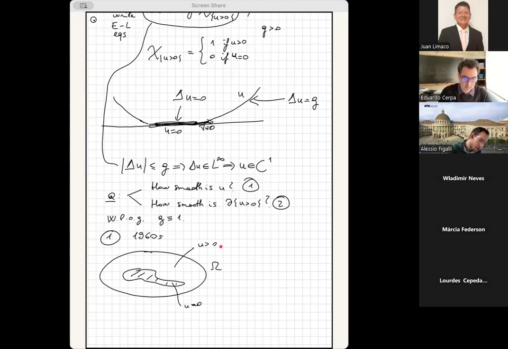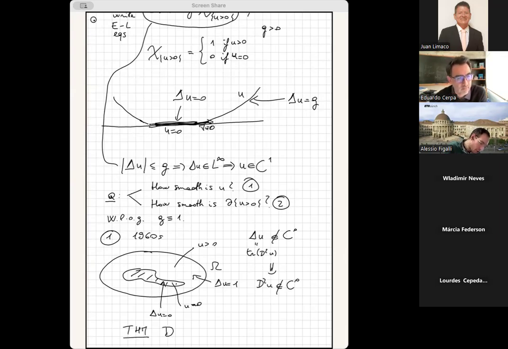And then in this region, U is positive. So in this region, because U is positive, Laplacian of U is 1. And in this region, the Laplacian of U is 0. So you see that the Laplacian of U, so the trace of the Hessian, is not continuous, which in particular implies that the Hessian of U is not continuous. So for sure, our function cannot be C2, just because the Laplacian has a discontinuity. And the theorem is the following: the Hessian of U is L infinity.